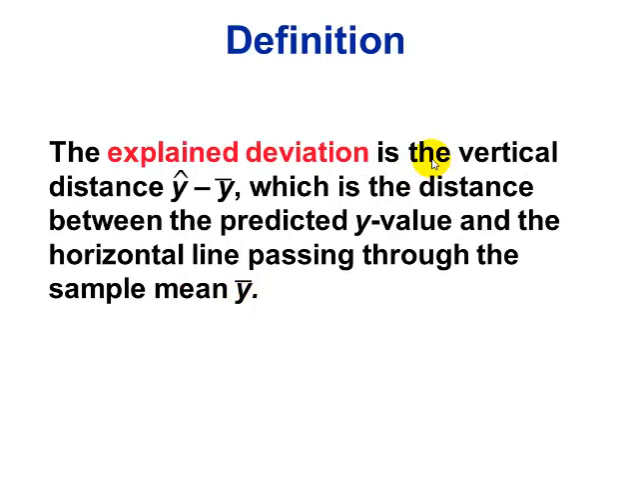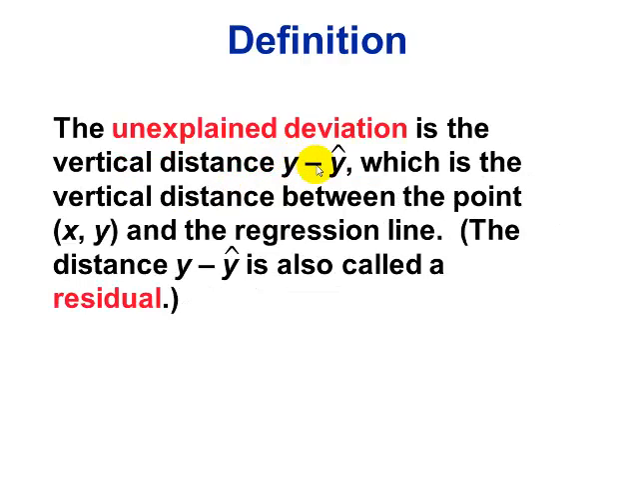The explained deviation is the distance between y hat, which was our predicted value, and y bar, which is the mean of our y's. The unexplained deviation is the rest of it, so that's the vertical distance between y and y hat. This is the same as our residual.